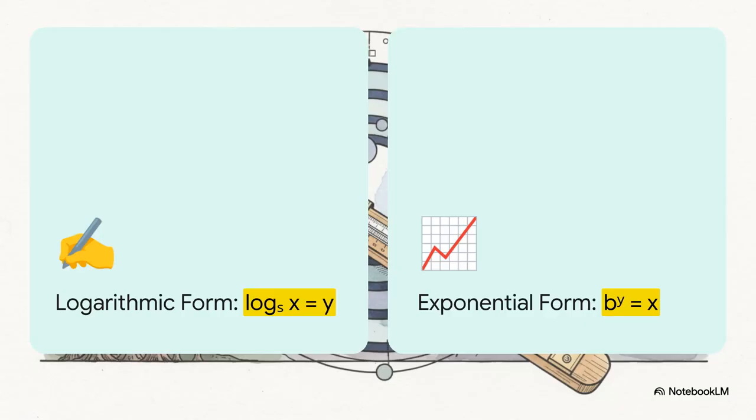And this right here shows you the relationship perfectly. These two things on the screen, the logarithmic form and the exponential form, they might look like different languages, but they're saying the exact same thing. Log base b of x equals y is just a different way to write b to the power of y equals x. They're totally interchangeable, just two sides of the very same coin.